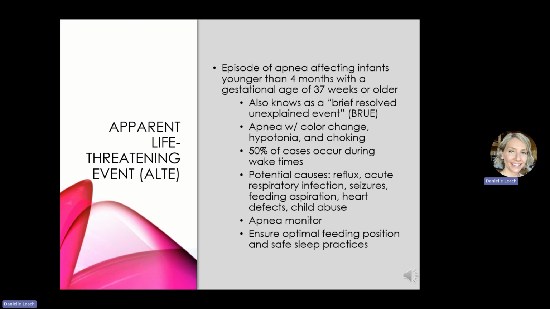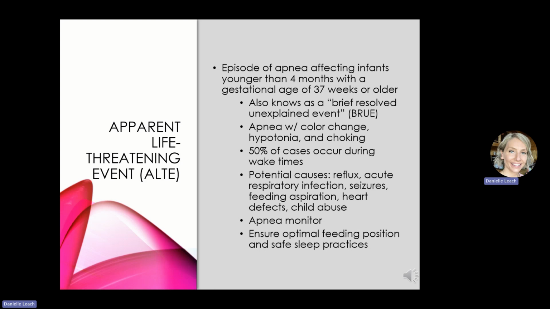Potential causes for this are things like: are they refluxing when they're eating? Are they sick with a respiratory infection? Did they have a seizure? Are they aspirating when they're feeding? Do they have a heart defect, or is there child abuse?